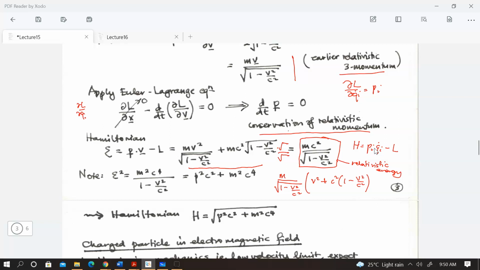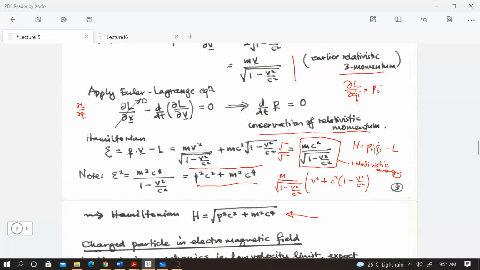The other thing is one can re-express this in terms of your P squared and your rest mass energy here. So you get your epsilon squared equals to that. This is from your earlier relationship between relativistic energy and your momenta here. So your Hamiltonian now becomes this.